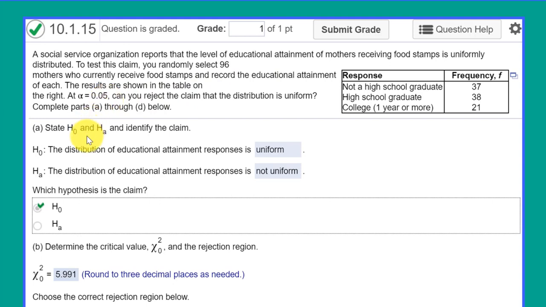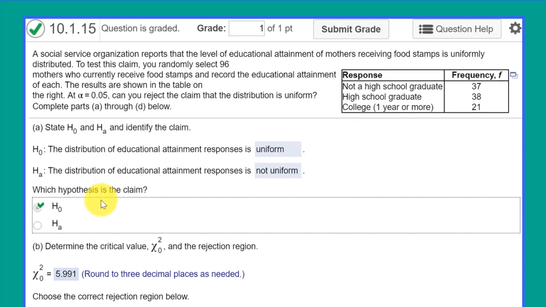They first want us to state the null and the alternative, and in the chi-square goodness of fit, the claim is that the distribution is uniform, and that is the null. The null is always that the distribution observed does meet the expected distribution. So the alternative is the complement, which is that it's not uniform. And again, the null is the claim.